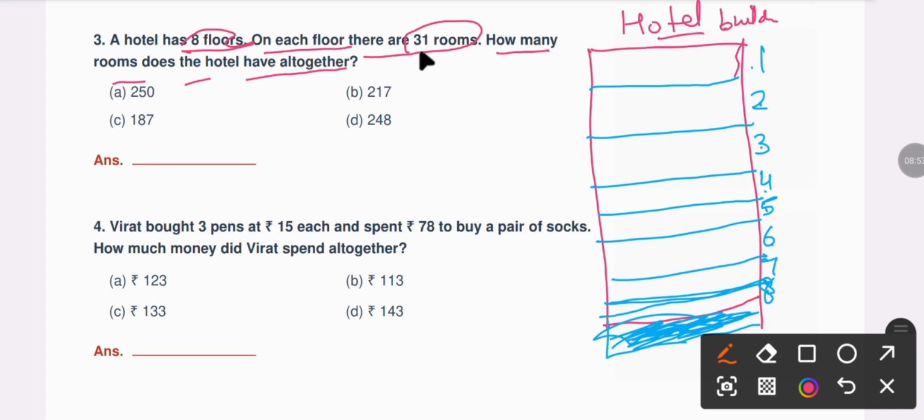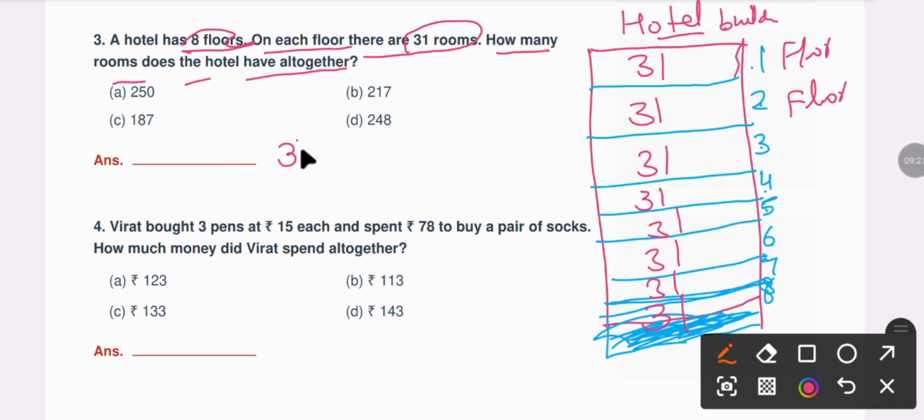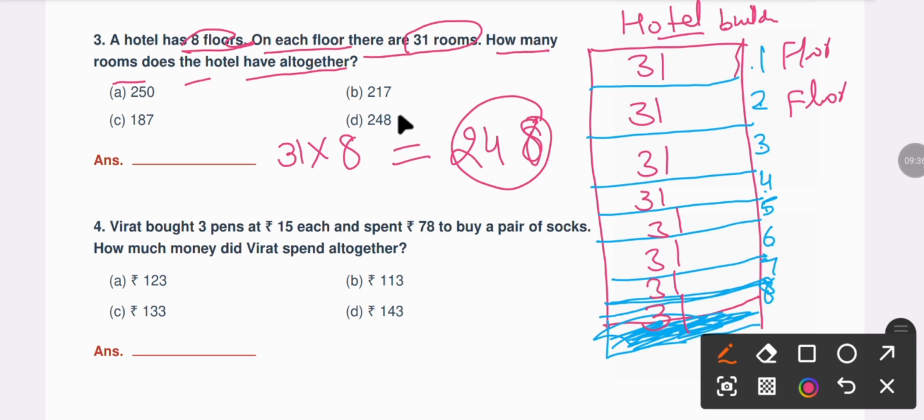Next, on each floor there are 31 rooms. This is the first floor, 31 rooms, because in the question it is already mentioned there are 31 rooms on each floor. So first floor 31, second floor 31, third floor 31, up to the eighth floor, 31. So 31 is repeated 8 times. Now multiply it. 8 ones are 8, 8 threes are 24. So now 248. Which option is right?